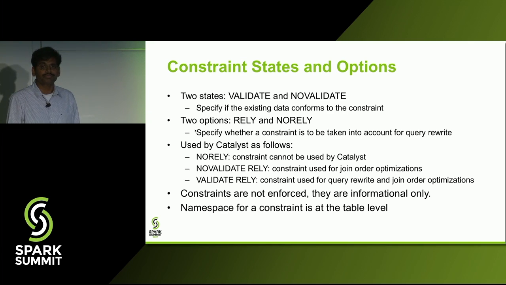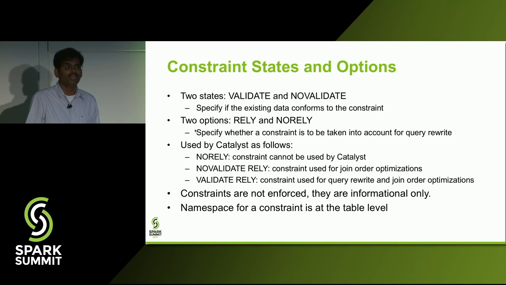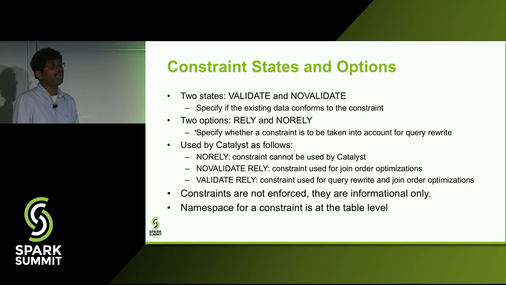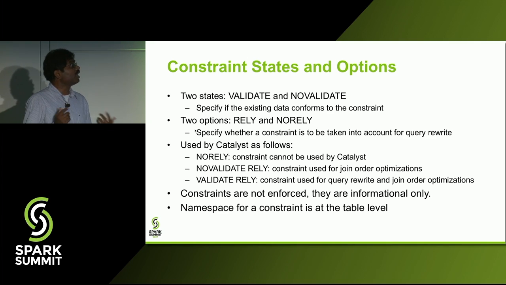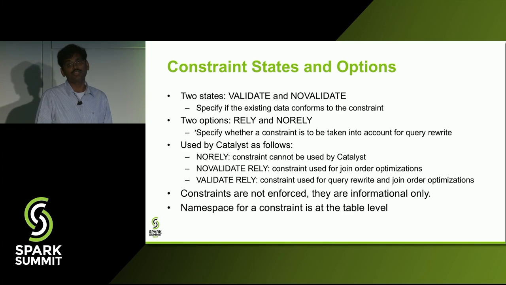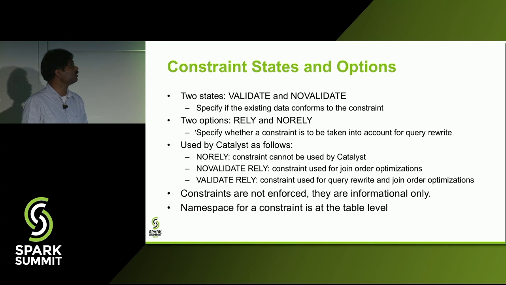If you're wondering why we need those keywords, one of the reasons for the validate keyword is, as Ioana mentioned before, the informational constraints are not enforced as part of the data ingestion. So to allow the user to specify that the data actually conforms to the constraint definition, the user can specify the data is validated. So the constraints can be in two states, either validate or no validate mode. And we also have an option for the user to specify if the constraint should be used by the catalyst optimizer or not. So if the user specifies no rely, constraints cannot be used by the catalyst.